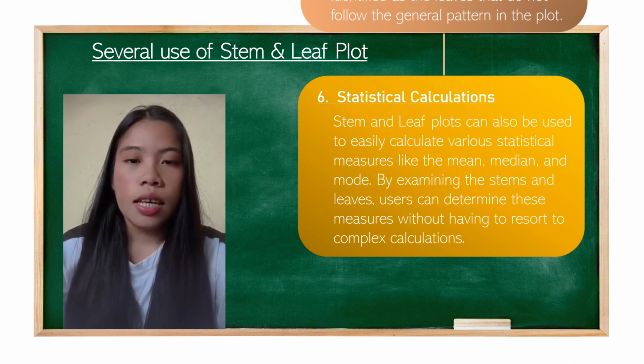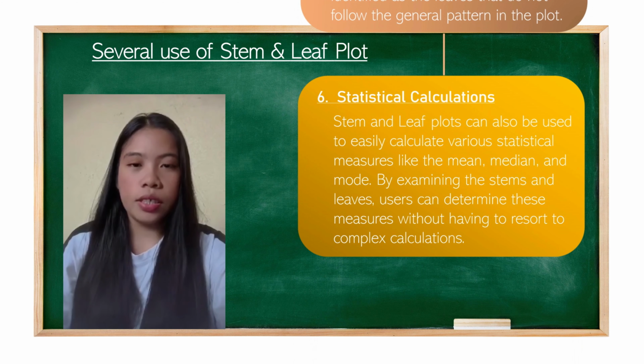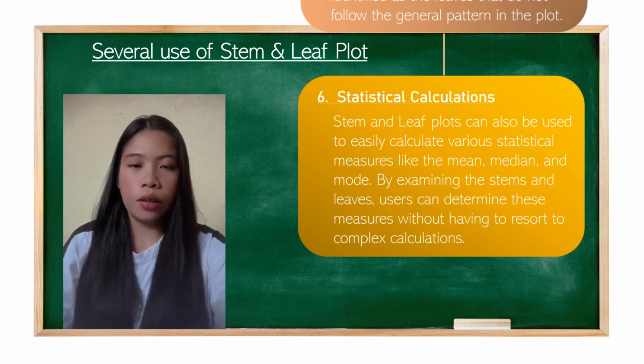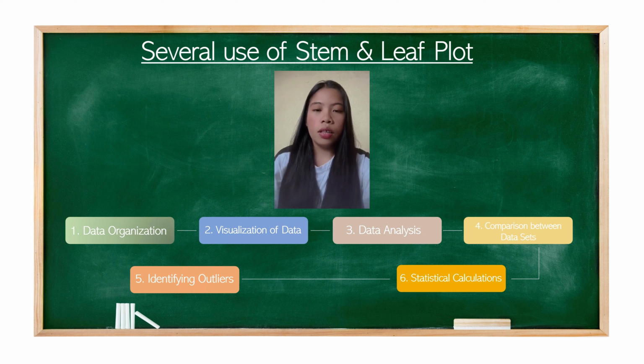Number 6. Statistical calculations. Stem and leaf plots can also be used to easily calculate various statistical measures like the mean, median, and mode. By examining the stems and leaves, users can determine these measures without having to resort to complex calculations. Overall, the stem and leaf plot is a useful tool for data exploration, analysis, and visualization.